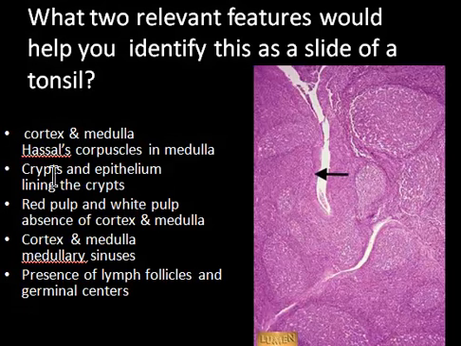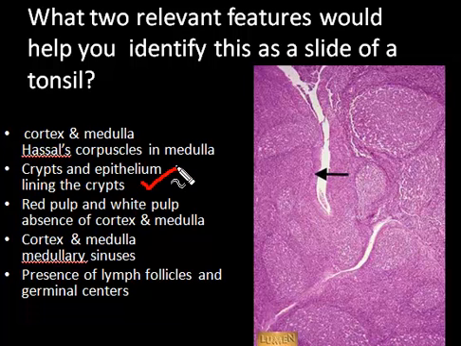The second one, which is crypts and epithelium lining the crypts, this is the correct answer. So this is what differentiates the tonsil from the rest of the lymphoid tissue. None of the other lymphatic tissue have crypts and none of them have epithelium. Only the tonsil has that. So this is very relevant when you're identifying the tonsil. So therefore this is the correct answer.